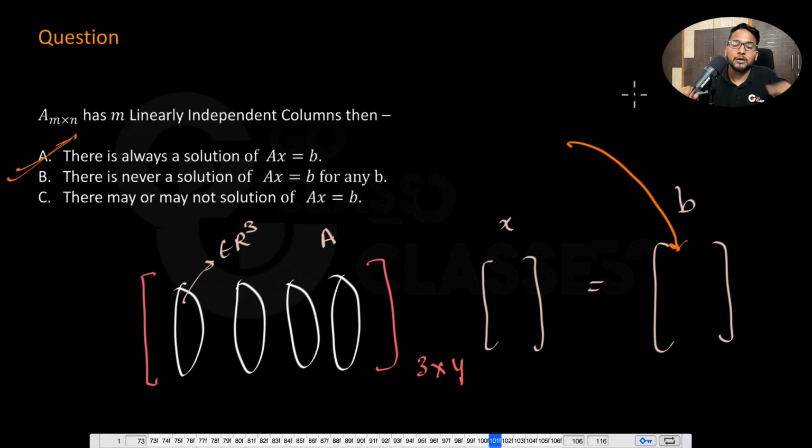Here in this case, why? King or queen, whatever you prefer. Why am I saying so? Because here in R3 I have 3 linearly independent columns. So my life is set. You give me any B, I will give you the coefficients.